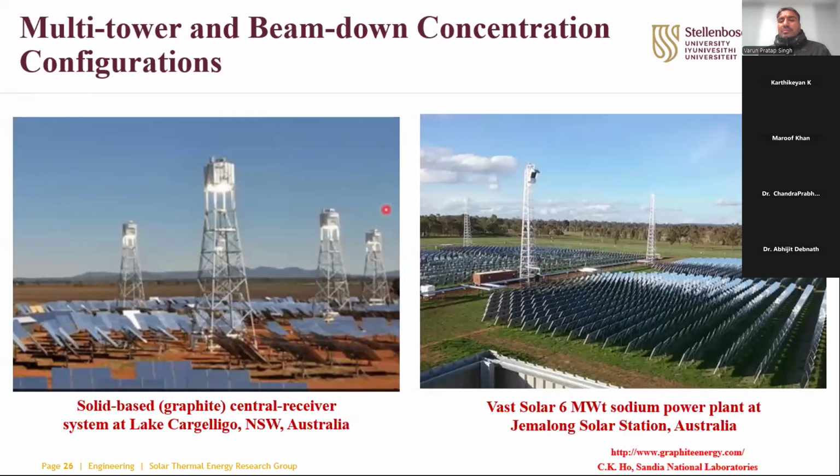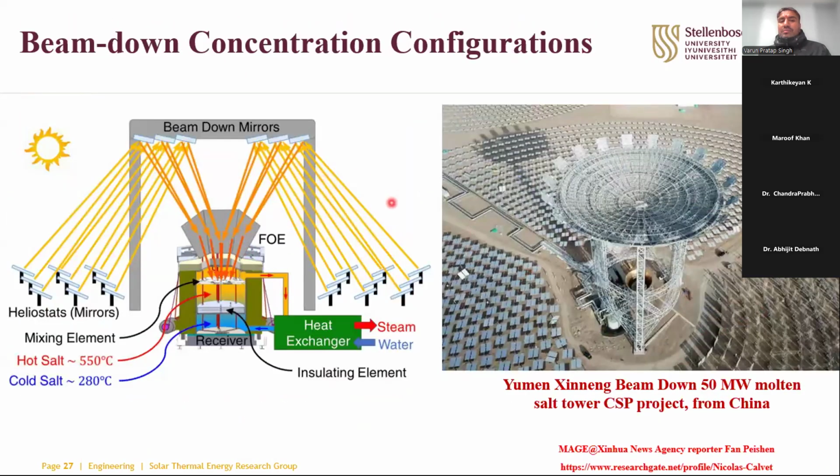So the next concept comes into the picture: why not think about a down cycle. Make a beam down mirror over there, which directly reflects the heliostat light in a downward direction. And here we have a central receiver, and this receiver can transfer molten salt from lower temperature to higher temperature. And exactly this setup is made by China.